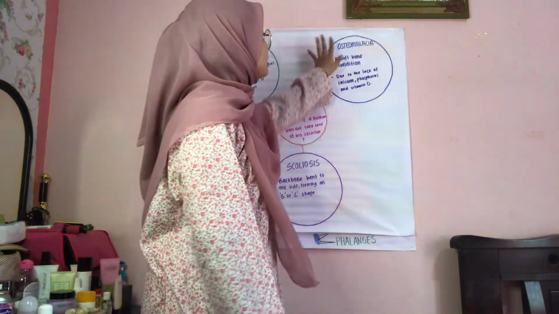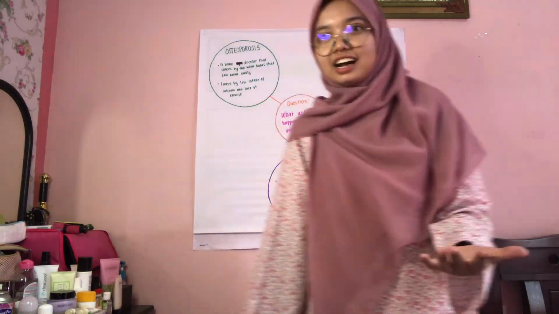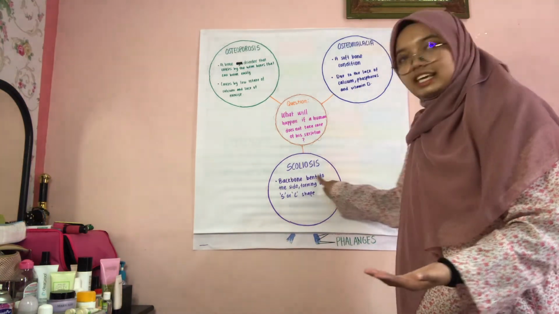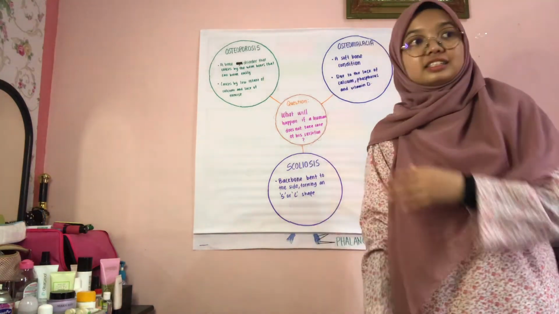So osteomalacia is a condition where it happen in the adult. What if this condition happen to children? It's called rickets. If this condition happen to children, it called rickets. And if this condition happen to adult, it will call osteomalacia. And the last one is scoliosis. The backbone will bend to the side forming S or C. So this is the 3 critical condition.